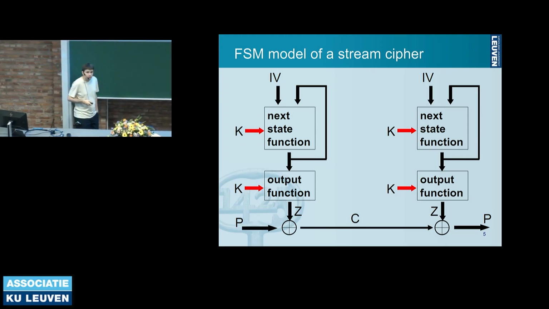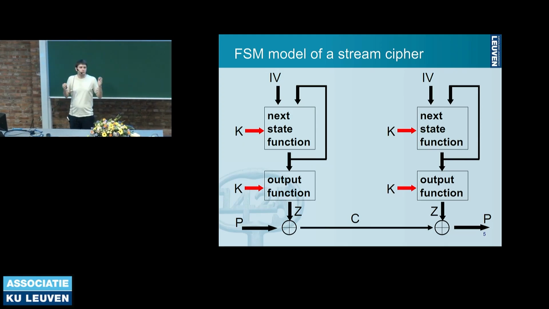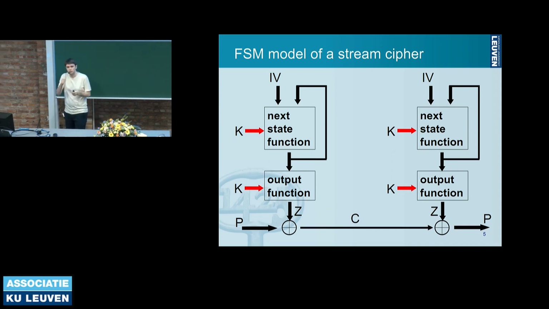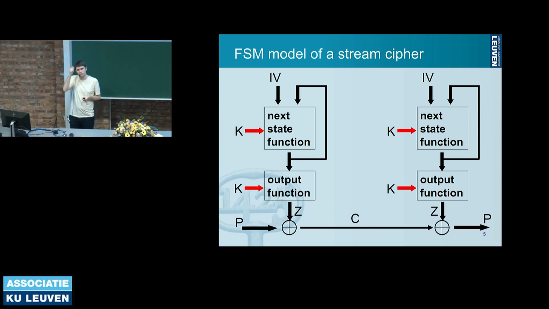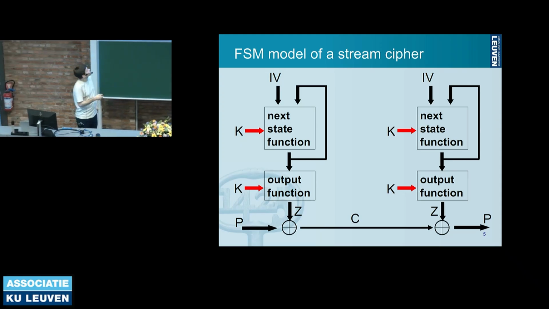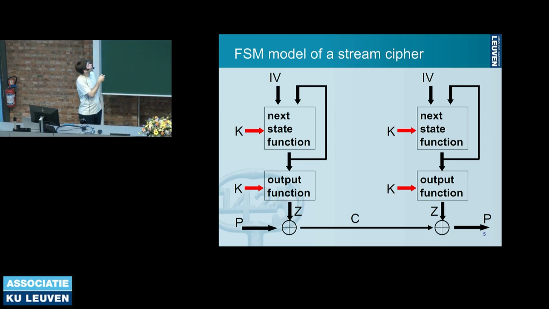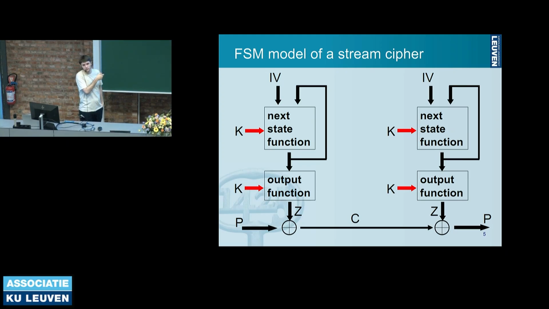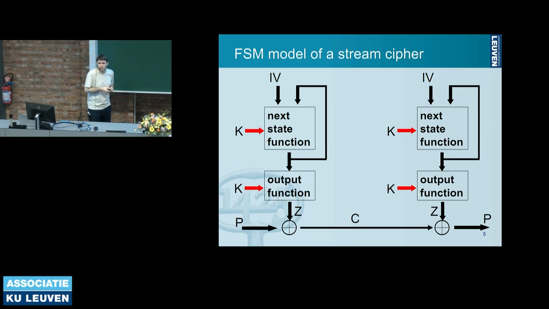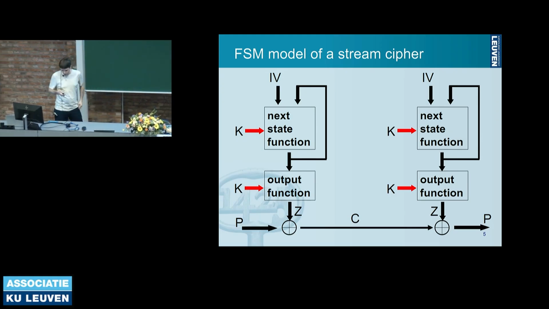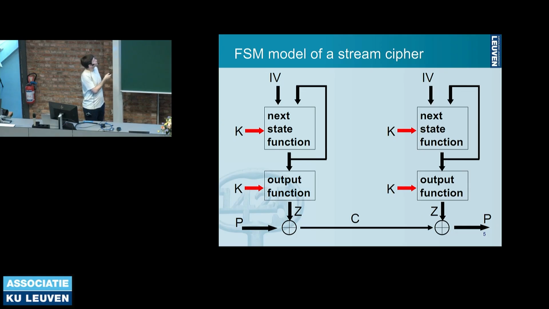And then you have this state update function, which takes your current state. Each time you want to produce a next output bit, you clock this state machine, which means you take the state, apply this function, and this gives you the next state. The output is produced by taking the state and applying a certain function to it. So it's quite simple. The output of this algorithm is this Z, that's the key stream.